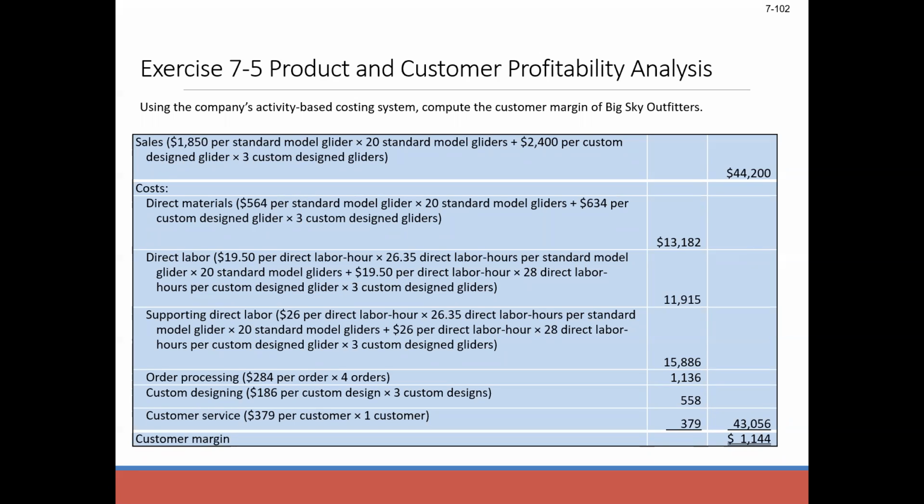Then our direct labor hours of 1950 times 26.35 direct labor hours per standard model and 20 standard model gliders. And then we've got our 1950 per direct labor hour times our custom gliders at 3 of them. Then we have to add the supporting direct labor, 26 per direct labor hour times the 26.35 direct labor hours for the standard and 28 for the custom. Then our order processing, custom designing, and customer service shows our margin. When you take all that into account, the margin is $1,144.